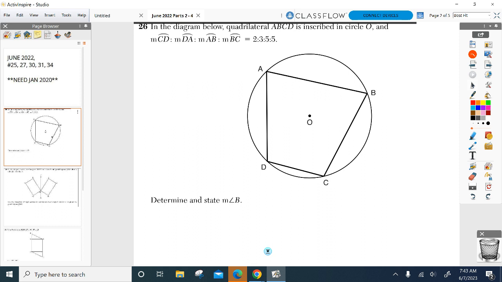So let's look at 26 right now. You guys see 4 arcs that are in this ratio. We know by now at this point in the year, anytime I see numbers in a ratio, as long as it's not partitions, I put X's with them. So everyone go ahead and label your arcs with 2X, 3X, 5X, and 5X.